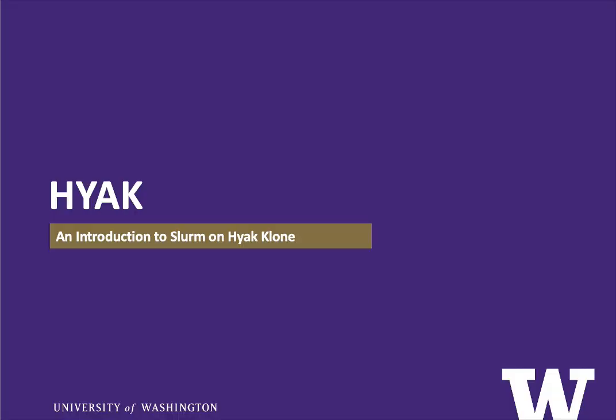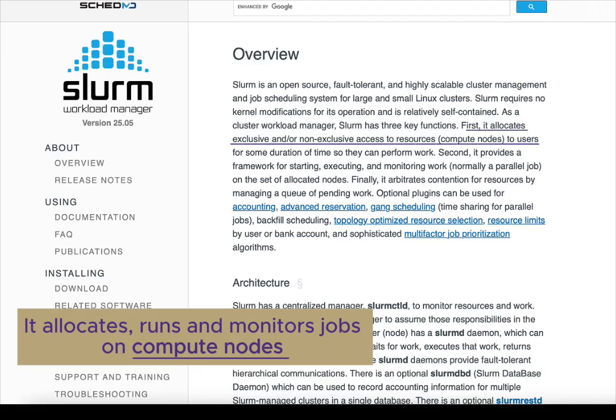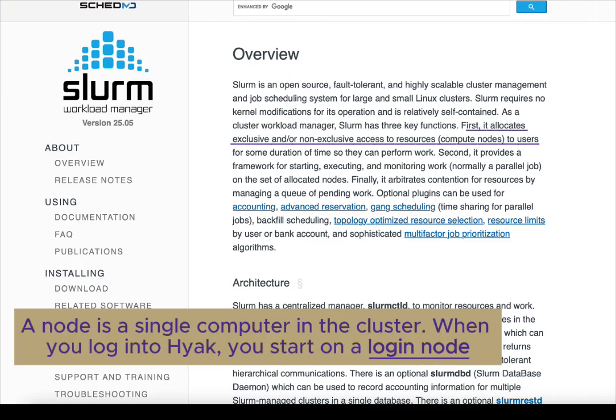In this video, we will provide an overview of how to use Slurm on Hyak. Slurm is a job scheduler used to manage compute resources. It allocates, runs, and monitors jobs on compute nodes. A node is a single computer in a cluster.